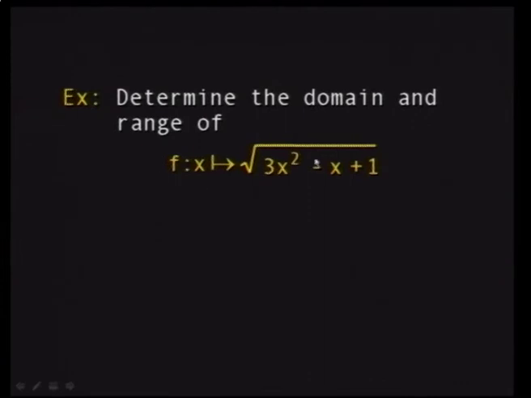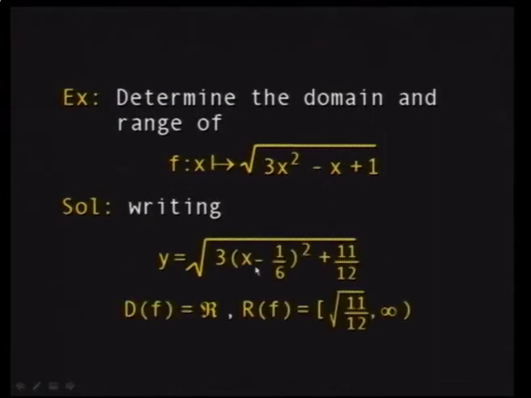This is an easy function here. You don't have to manipulate with this function and draw something because 3x squared minus x plus 1, you know from theory of quadratic equations that this is always positive. And you can write it in this way. So if you write in this way and you complete the square, you directly notice the value. It's always positive, by the way.